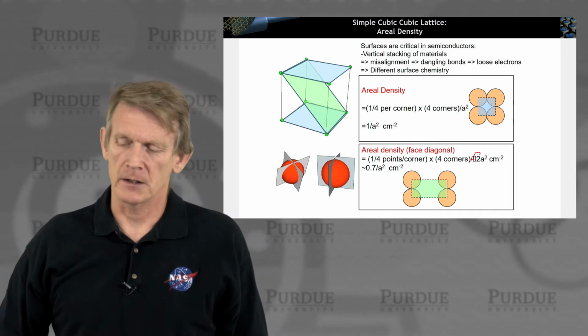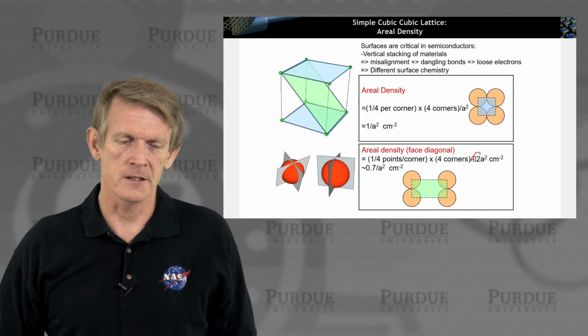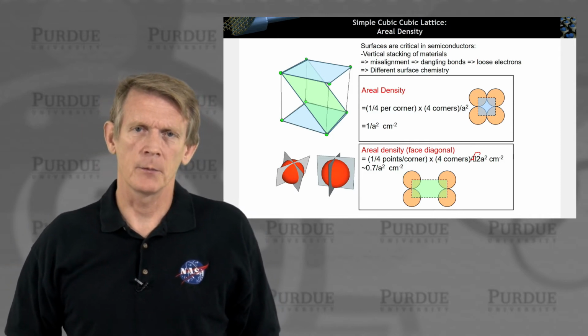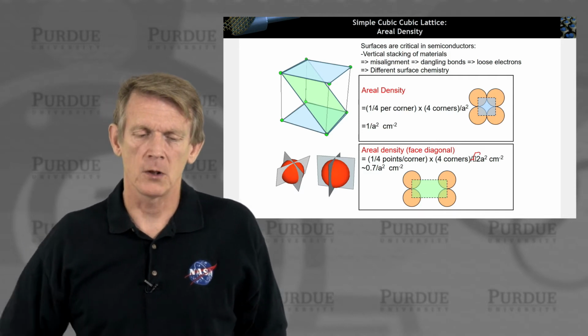And intuitively that makes sense, because you can visually see that the green surface is actually larger than the blue surface, but it contains the same amount of atoms. So the areal density becomes smaller.